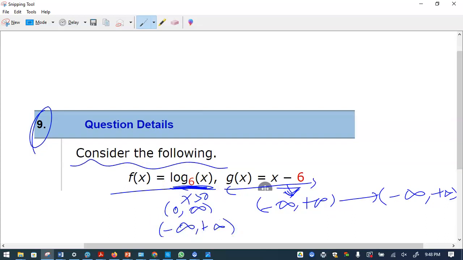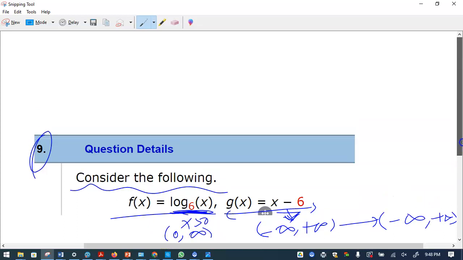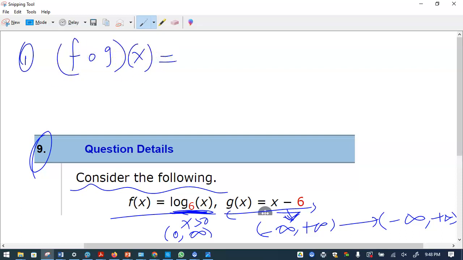So a few things to be taken note of. But then suppose they ask the question: what is f circle g of x? Create a new function. What is the domain? By definition of composition of functions, this is f of g of x.